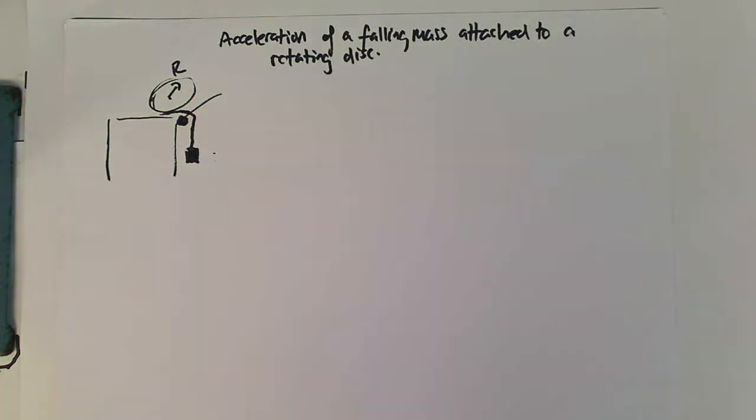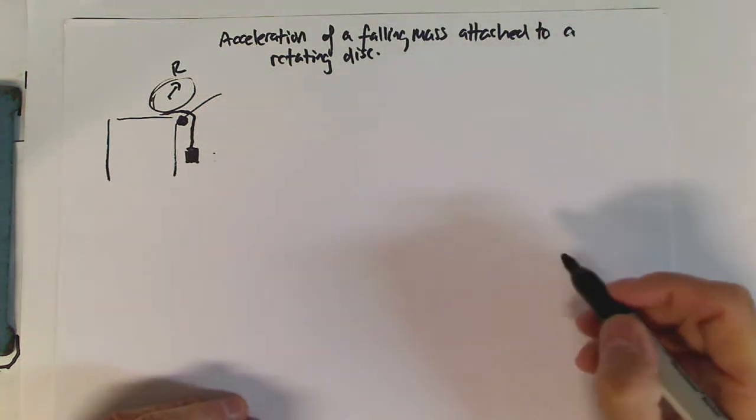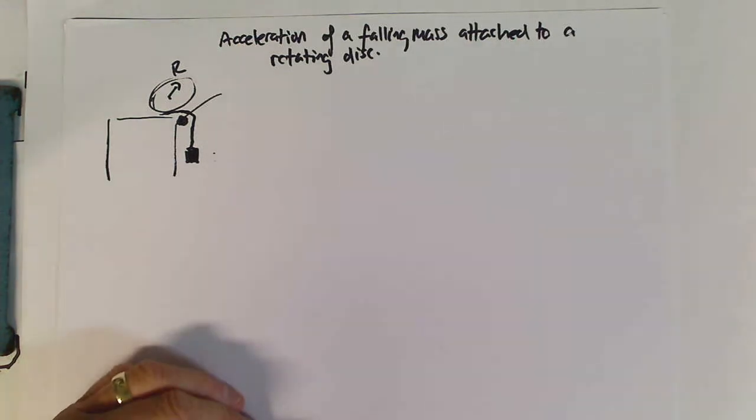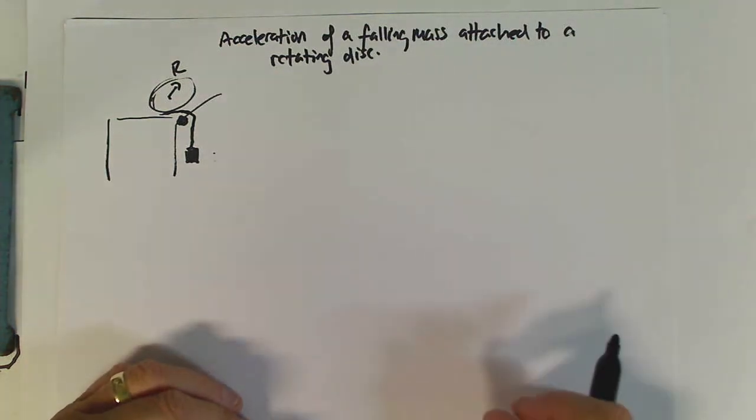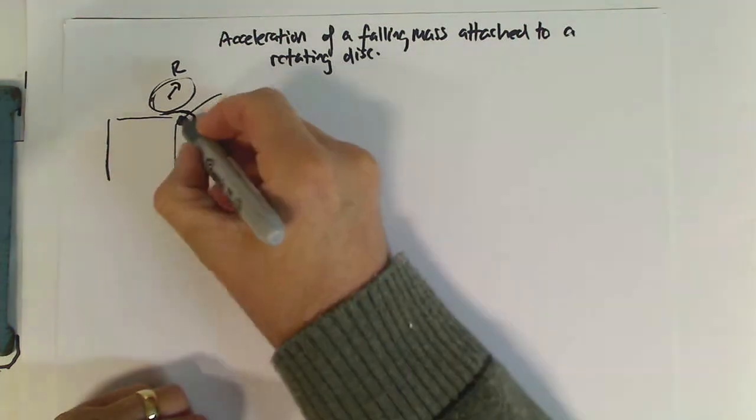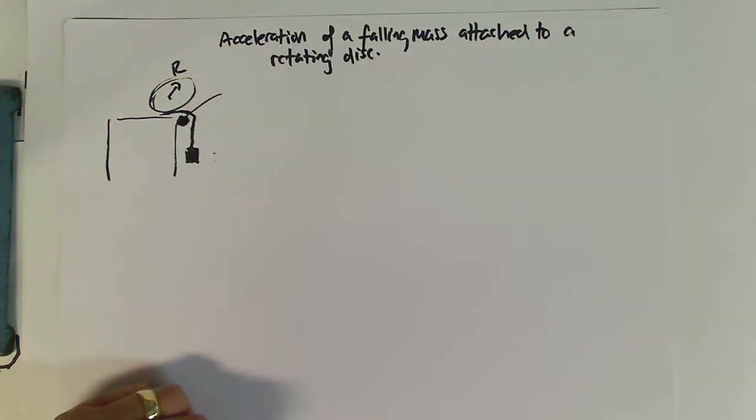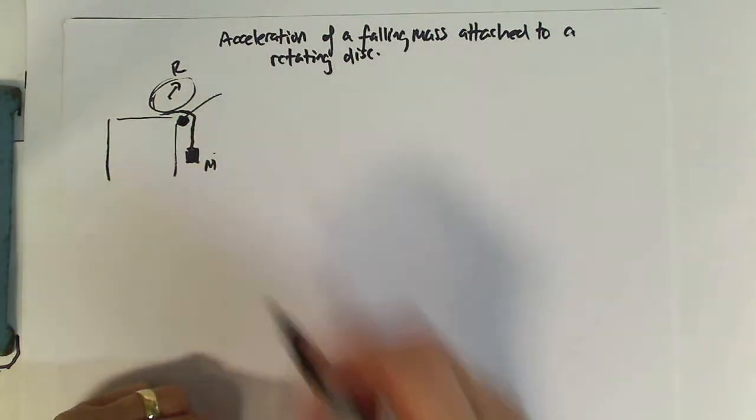Okay, what we're looking at here is acceleration of a falling mass attached to a rotating disc. So we'll just identify a few things. This is obviously the most important part of setting up your problem. That's just a frictionless pulley as usual. We'll identify the mass as mass.